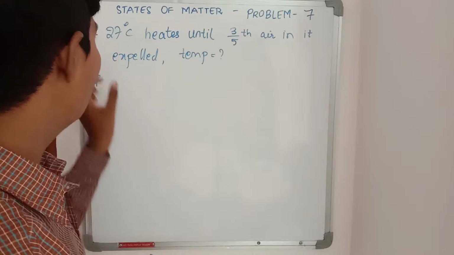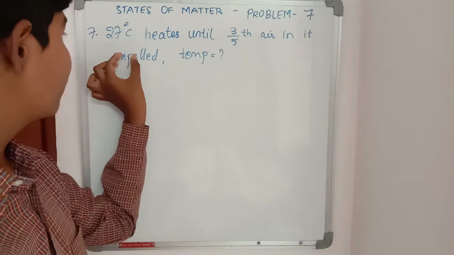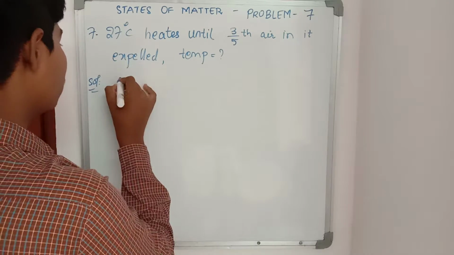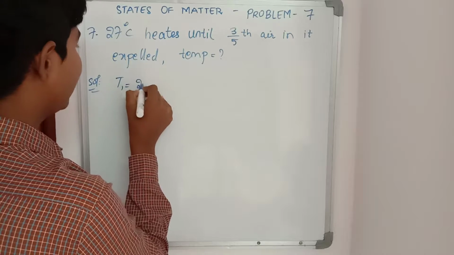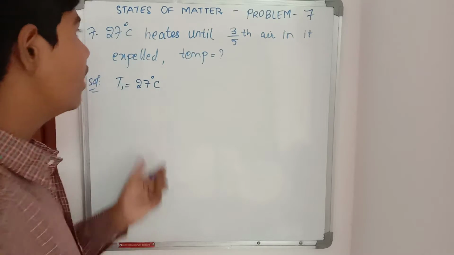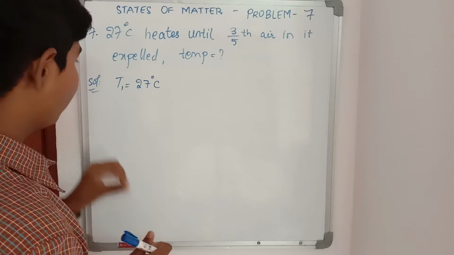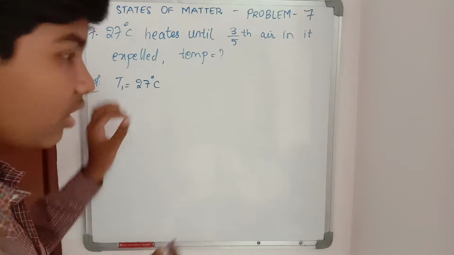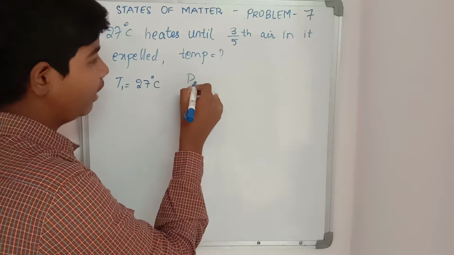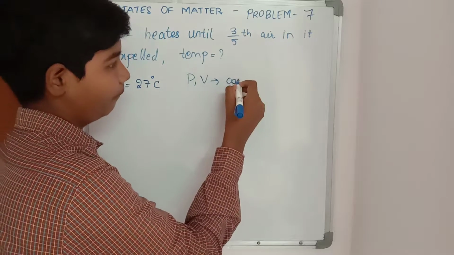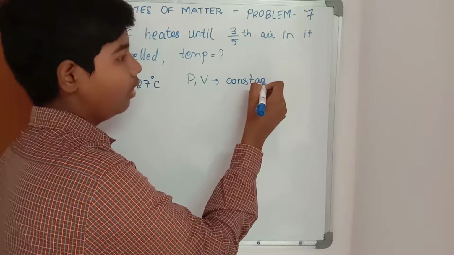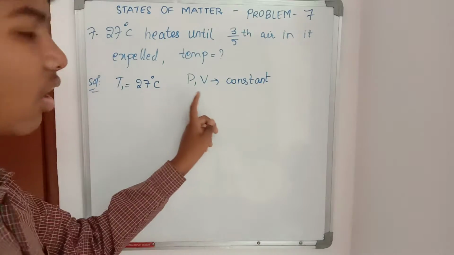First of all, only one temperature is given for us: T1 is equal to 27 degrees Celsius. And one statement, 3/5 of air is expelled. So here only T1 is given. What we can conclude is that pressure and volume are constant.